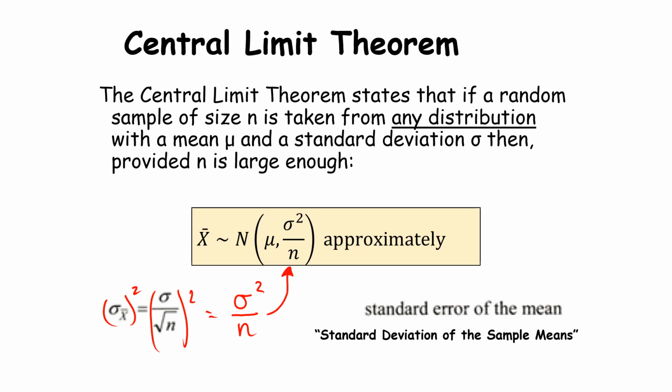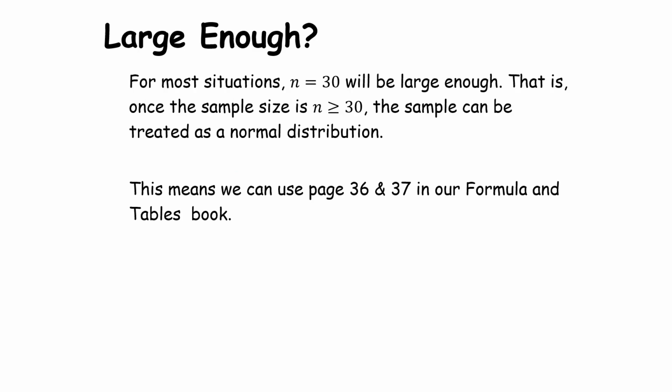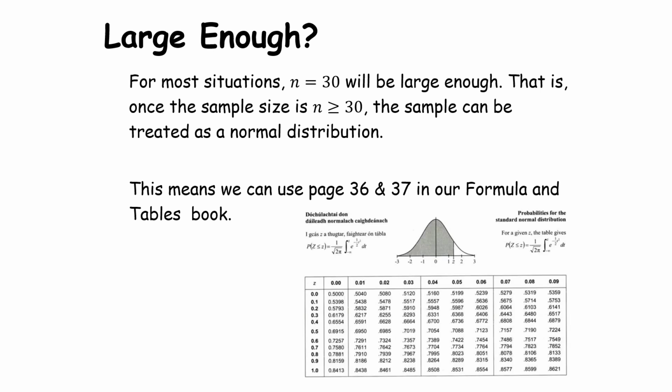The second thing I suppose to point out here is our last statement, provided n is large enough. That is kind of like a condition, but we need to look a bit more at that. For most situations, n equal to 30 will be large enough. That is, once the sample size is greater than or equal to 30, the sample can be treated as a normal distribution. So this means we can use page 36 and 37 in our log tables. So that's the page that we care about.